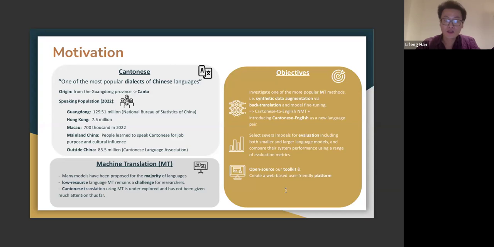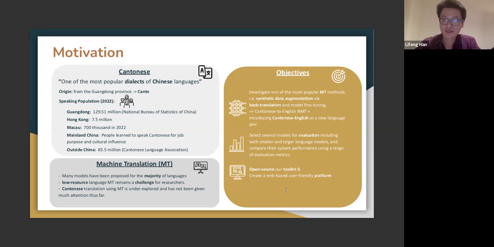Many models nowadays have been proposed for the majority of popular languages. However, low-resource language machine translation is still a challenge for many researchers. Cantonese machine translation is an underexplored area that deserves more attention from NLP researchers.